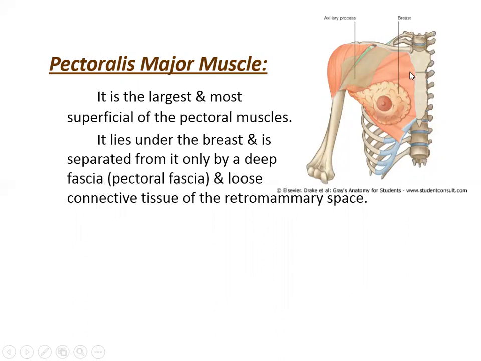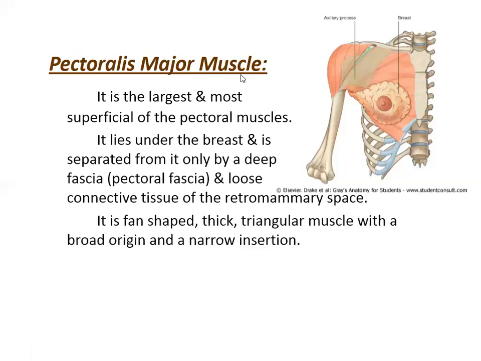So the mammary gland and the pectoralis major muscle are separated by a deep fascia covering the pectoralis major muscle, which we saw is called the pectoral fascia, as well as a loose connective tissue of the retromammary space. There is a small space filled with loose connective tissue, called the retromammary space, over which the mammary gland can easily slide over the pectoralis major muscle.